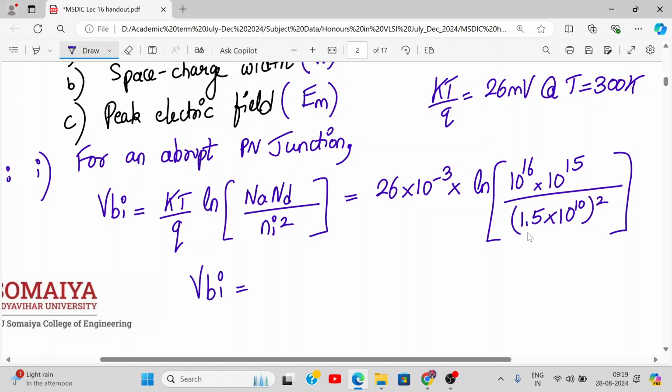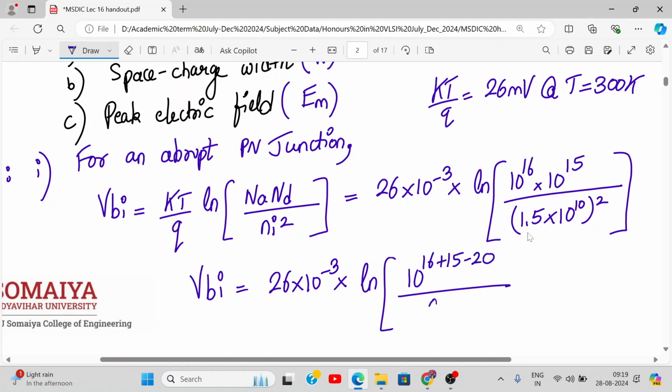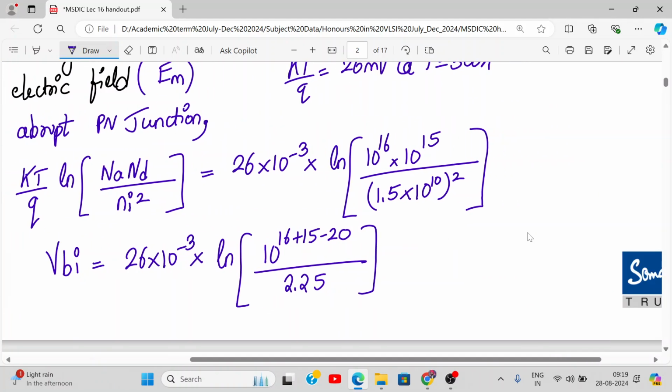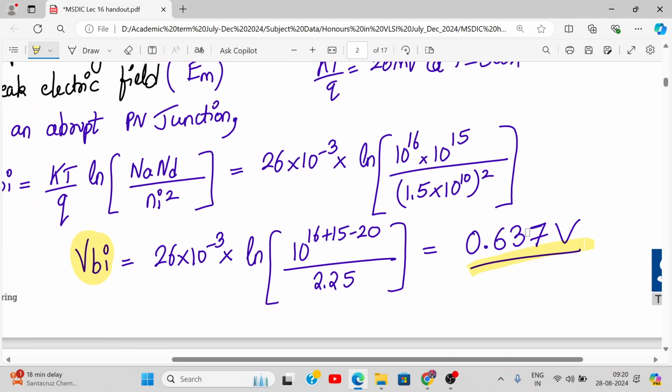So VBI will be 26 millivolt. You can solve this in a calculator. This will be 10 raised to 16 plus 15 minus 20, and down will be 2.25. So let me know the value of VBI. 0.63... yes, that's right. So this is my built-in potential, VBI.